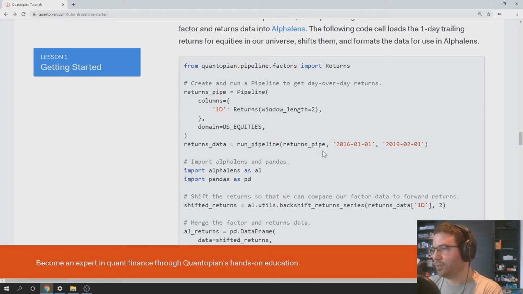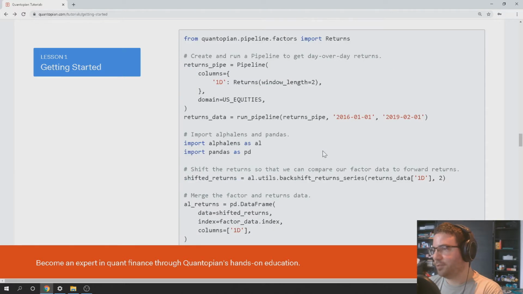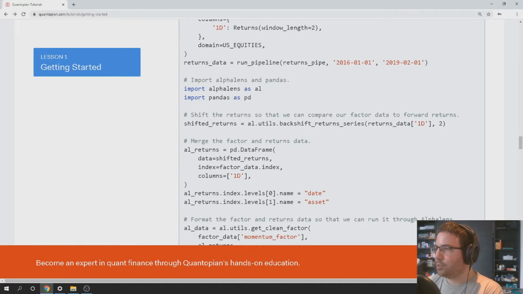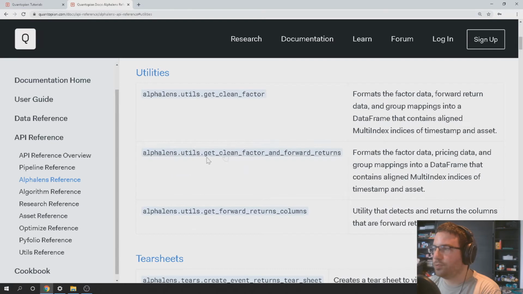We run the pipeline to get that return data. We import all our ALPHAlens stuff and pandas again. Always put ALPHAlens on your CV, guys. We're doing this backshift returns, and that's in ALPHAlens utils, ALPHAlens utilities, so that function's undocumented.